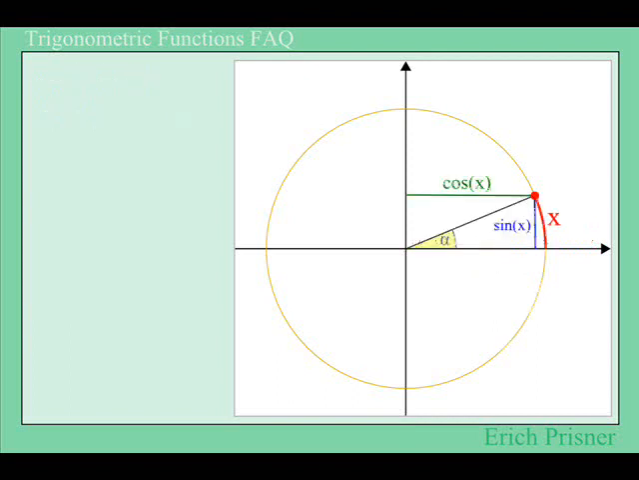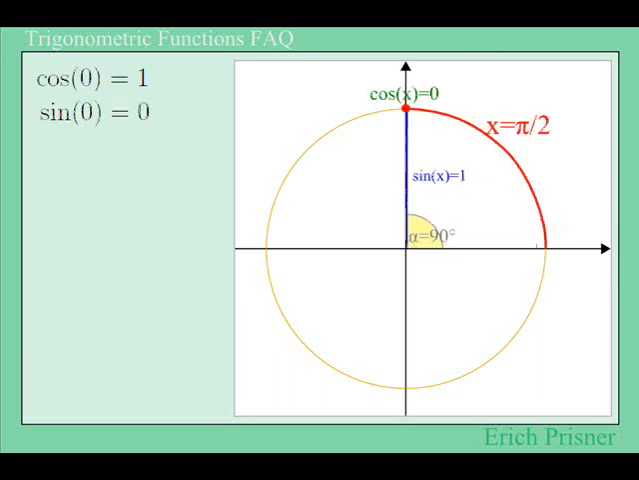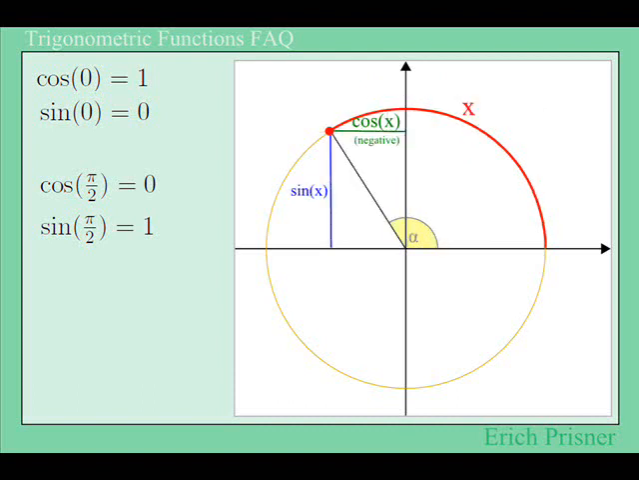As the point moves around the circle, sine of x increases and cosine of x decreases until in the position where x is a fourth of the circumference of the circle, x equals pi over 2, the cosine of pi over 2 equals 0 and the sine of pi over 2 equals 1. If we continue as shown here, the sine decreases and the cosine even gets negative, and so on.